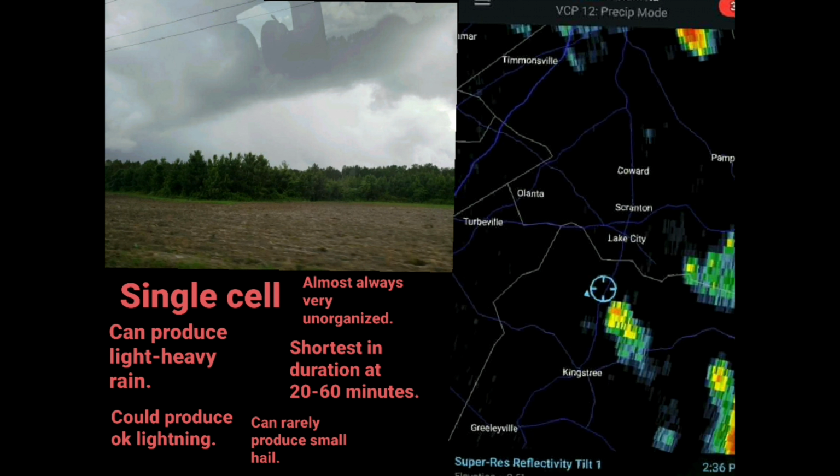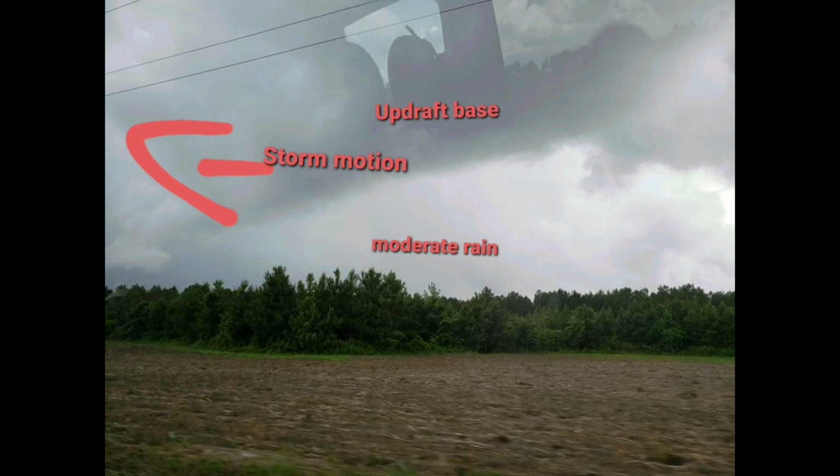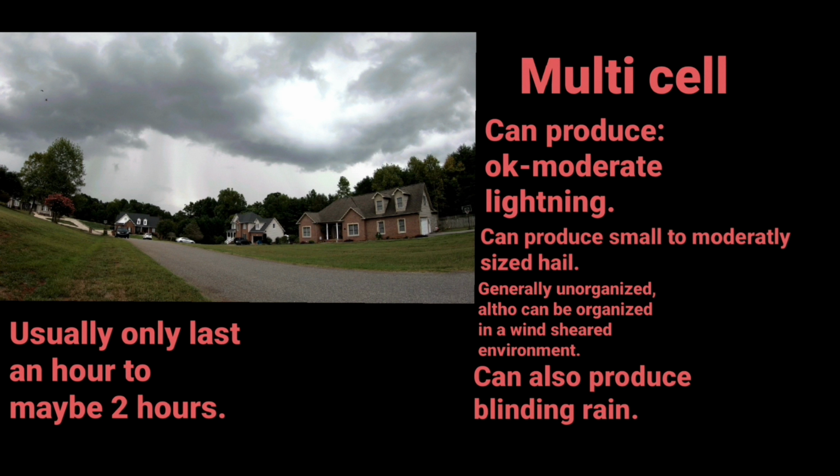For what single-celled thunderstorms look like, they are usually presented like so, where the updraft base is the flat base, which is usually darker than most of the other clouds in the sky, and under that updraft base is the moderate to potentially heavy rain. And the way that the updraft base is pointing is usually the direction the storm is moving, as presented in the picture. The next type of thunderstorm is the multi-cell thunderstorm.